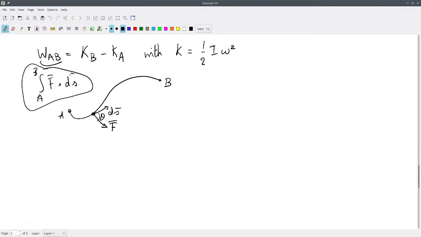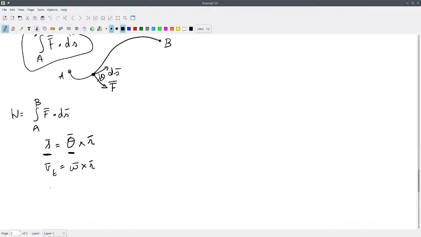Now we can start from this and use it to calculate the work for rotational problems. We'll start from this, and we'll write the work from A to B is the integral of force dot ds. But what we know is that s is theta cross r, one of those expressions that we've used to draw the parallel between linear motion and angular motion. You might remember we then changed this to the tangential velocity is omega cross r, and we introduced the tangential acceleration, which is the angular acceleration cross r.